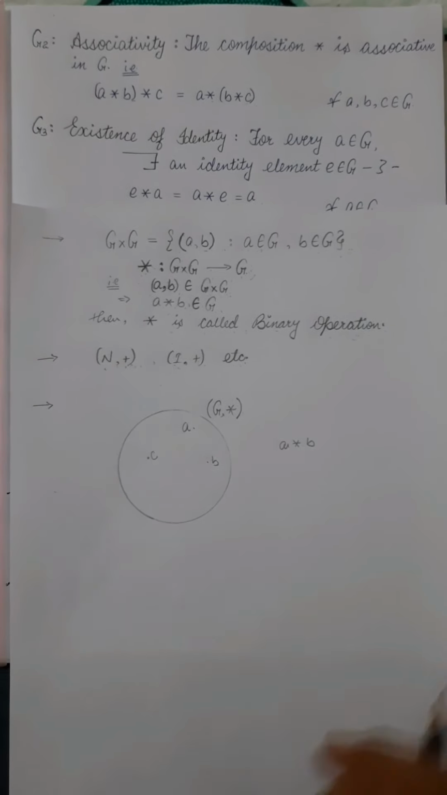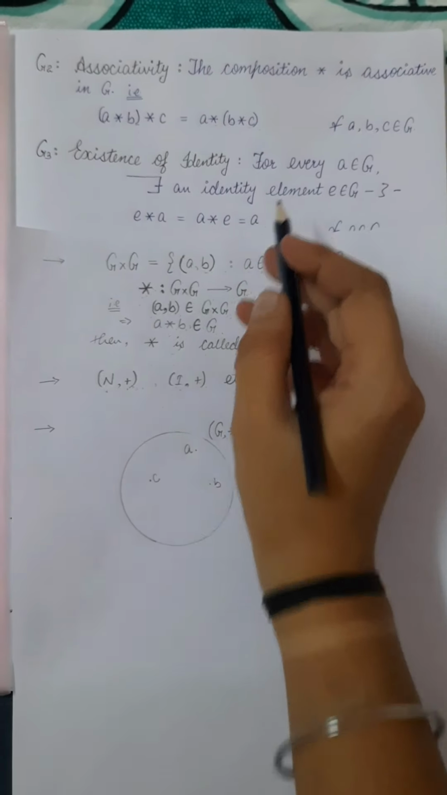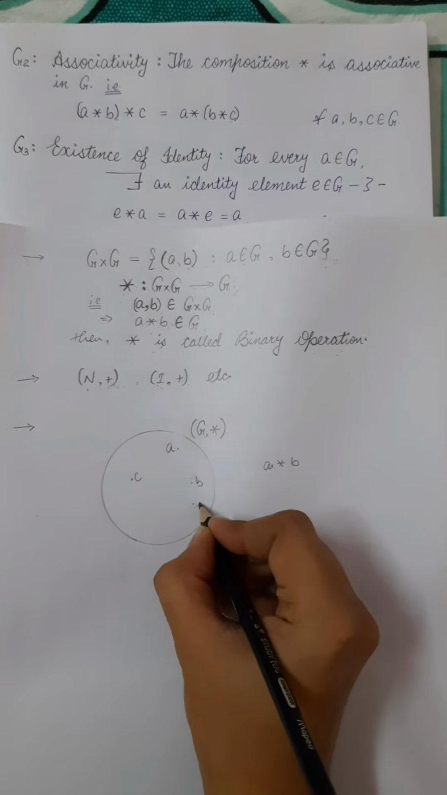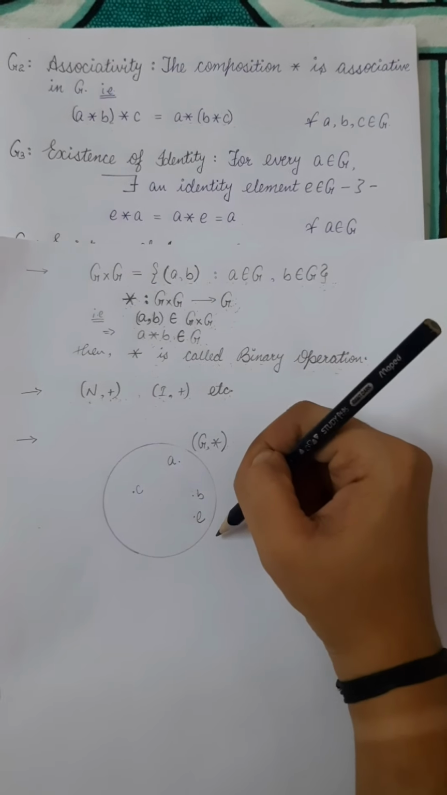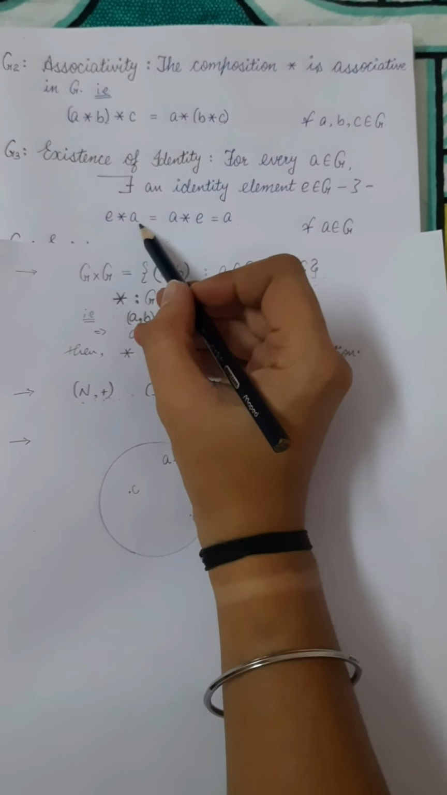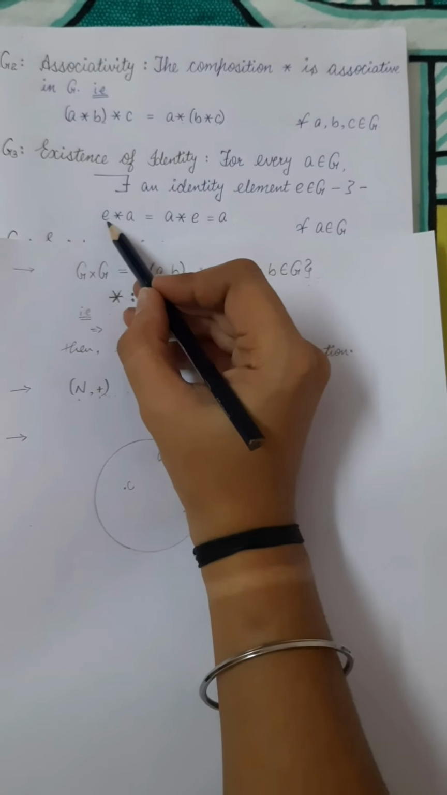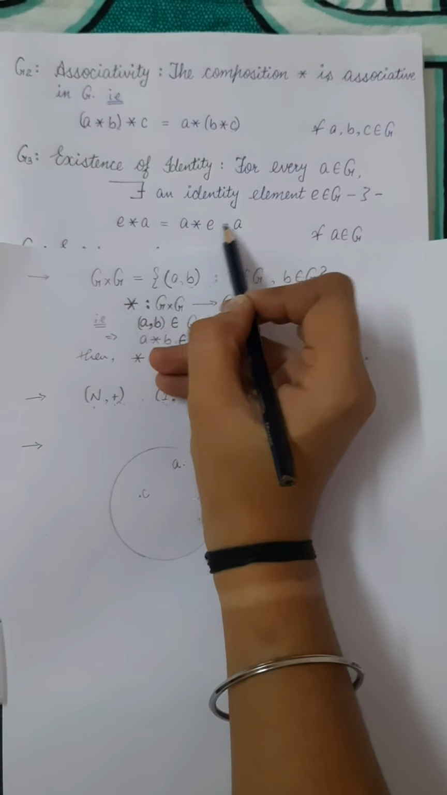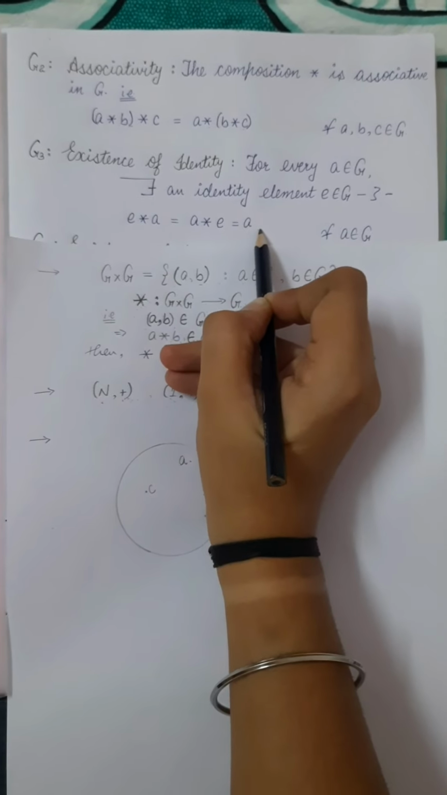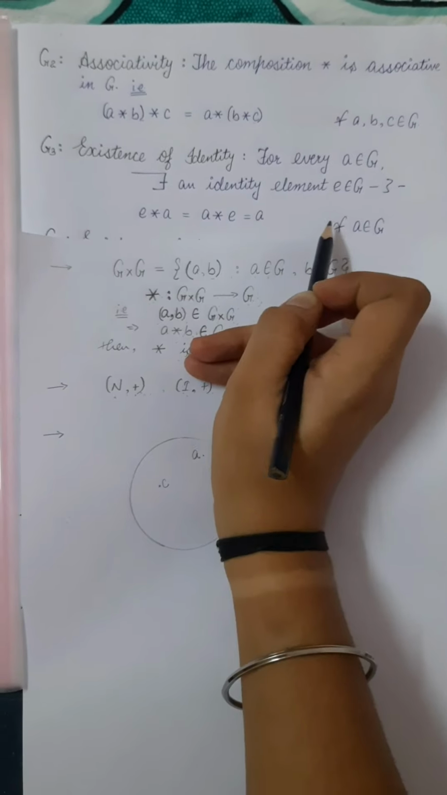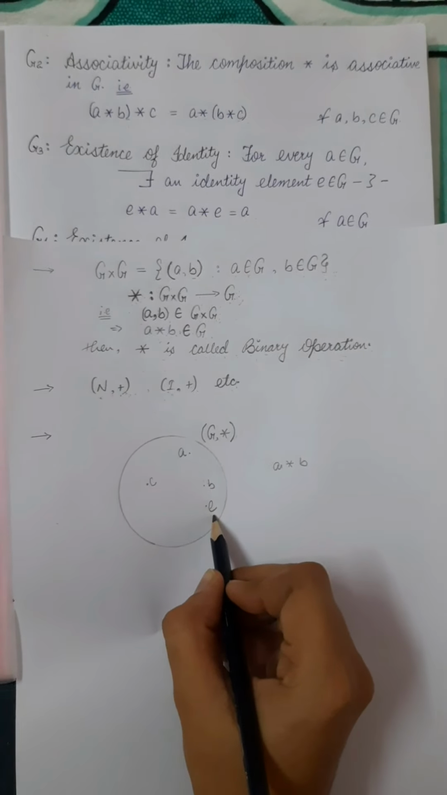The third is the existence of identity. The set G must have a unique element, say e, such that when it is operated with any element a, it gives the same result back. That means e asterisk a is equal to a asterisk e, which is equal to a for all a belongs to G. Then this e is said to be an identity element.